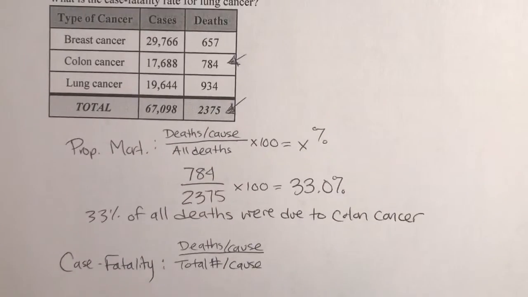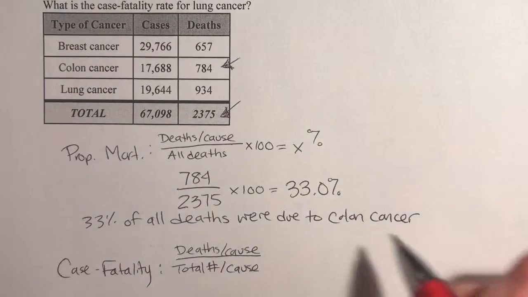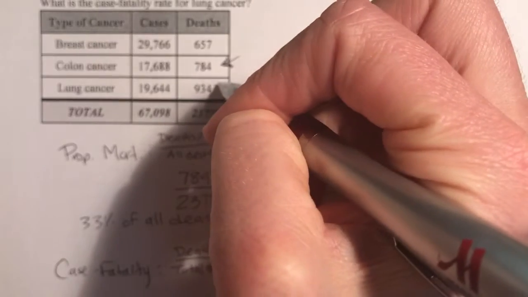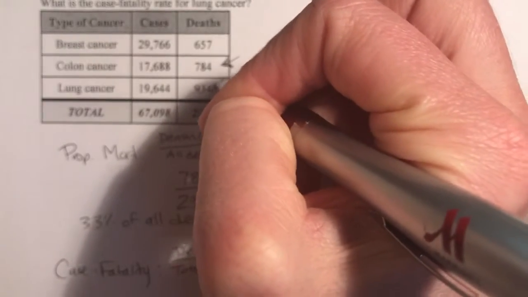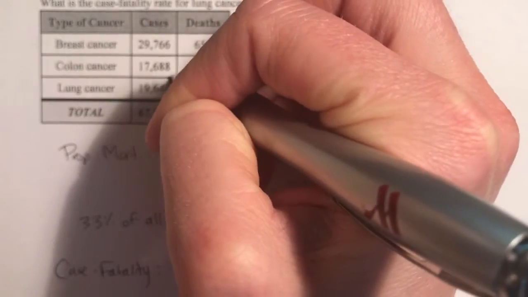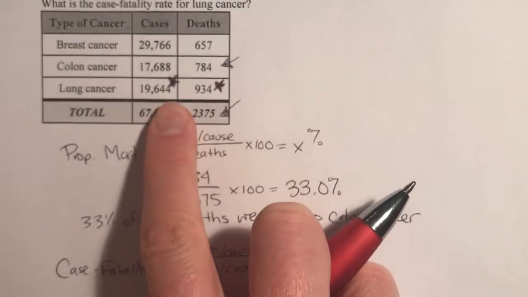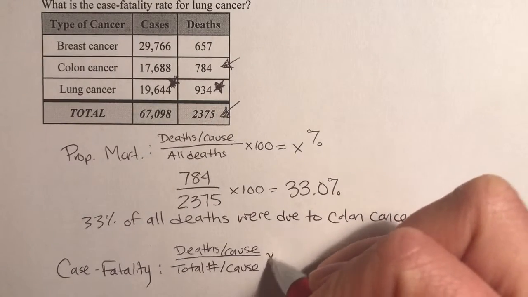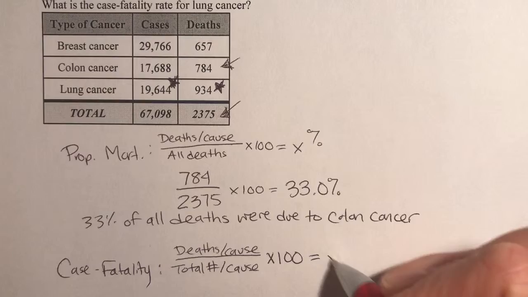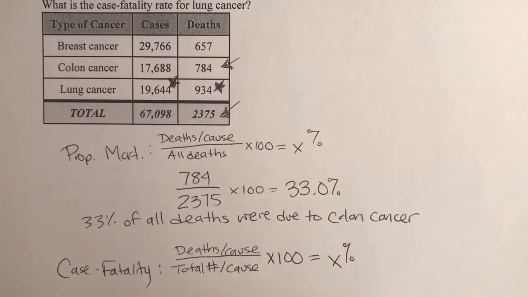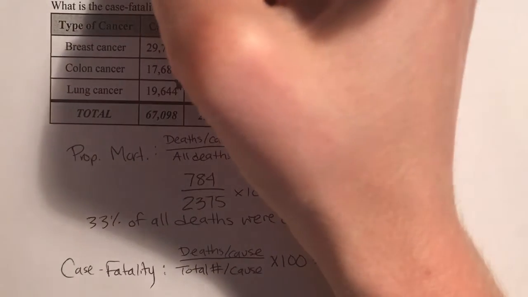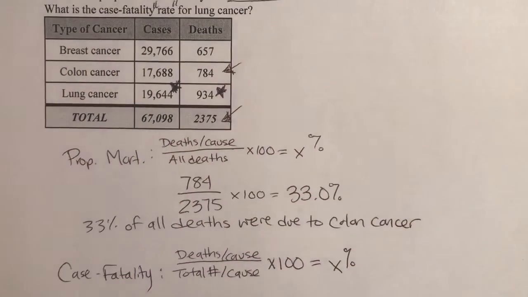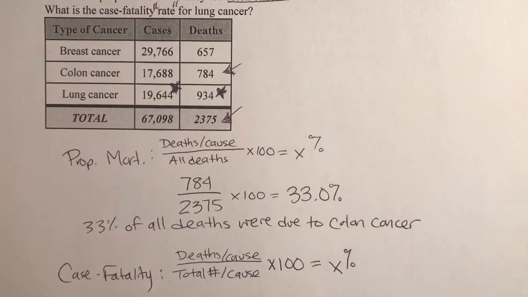Okay, so if we come back up to our table for our case fatality rate, we're going to be looking at, I'll put a star here, the number of deaths for lung cancer divided by the total number of people who had lung cancer, the total number of cases. And we're still going to multiply this by 100 to express it as a percentage. So make note of this. It's called a rate, but I'm going to put rate in quotation marks up there because it's really a proportion.